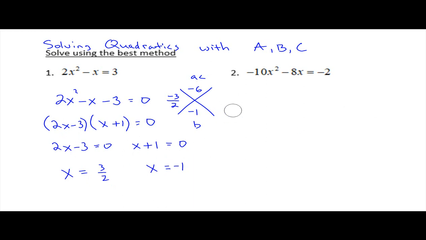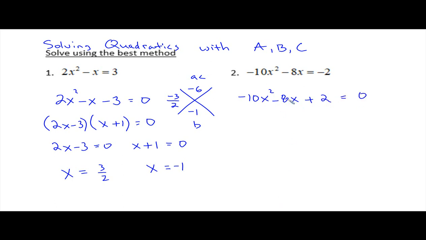Let's take a look at this problem over here. So first, I notice it's got A, B, and C, so I want to make the problem equal 0, okay? Let's say I decided to move this minus 2 over here. So then it would become negative 10x squared minus 8x, and then plus 2 is equal to 0.